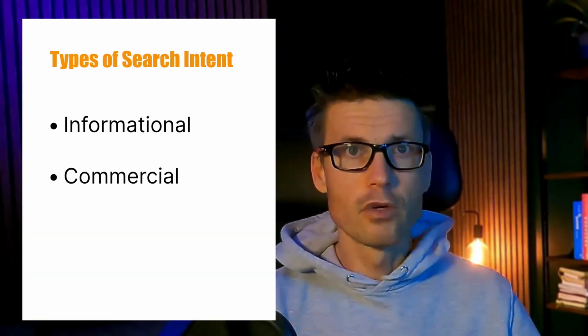Search intent is the reason why the reader is searching for the term. And to rank, your content needs to give them the answers that they need. We have 4 main types of search intent. It's informational, commercial, transactional, and navigational. Informational, that's when the reader needs information about a topic. For example, they could be searching for what is project management software.